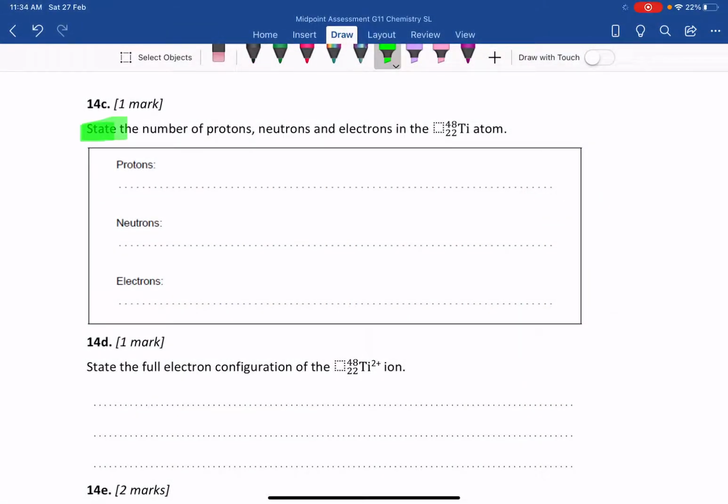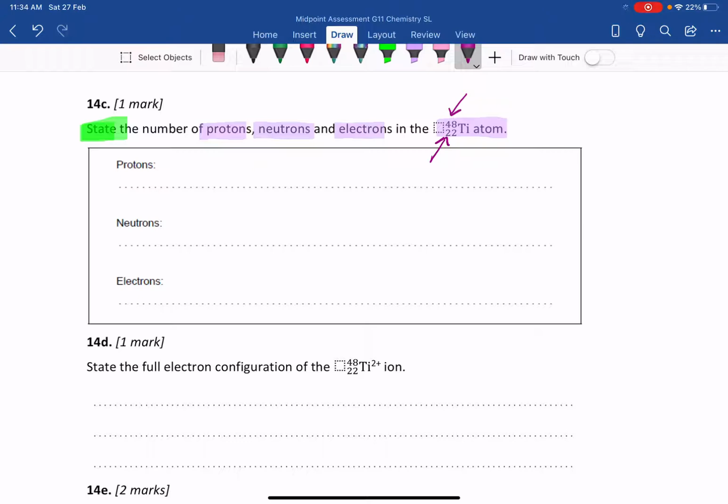State. Tell me, don't give me any extra information, just state the fact. The number of protons and neutrons and electrons that I have got in a titanium atom, and the information on the atom is given to me in the question. I don't even have to look at the periodic table.